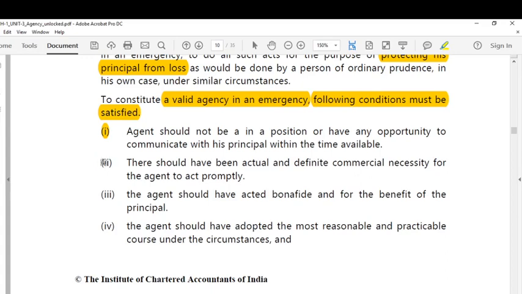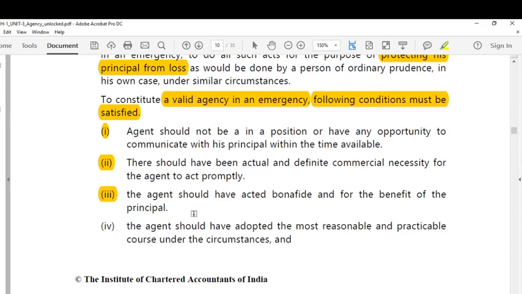And the second condition is that there should have been actual and definite commercial necessity for the agent to act promptly. So commercially, there is a necessity for the agent to act promptly. And the third point is that the agent should have acted bona fide. Bona fide means with good faith and for the benefit of the principal, not for his selfish interest. It is for the benefit of the principal, genuinely and in good faith.